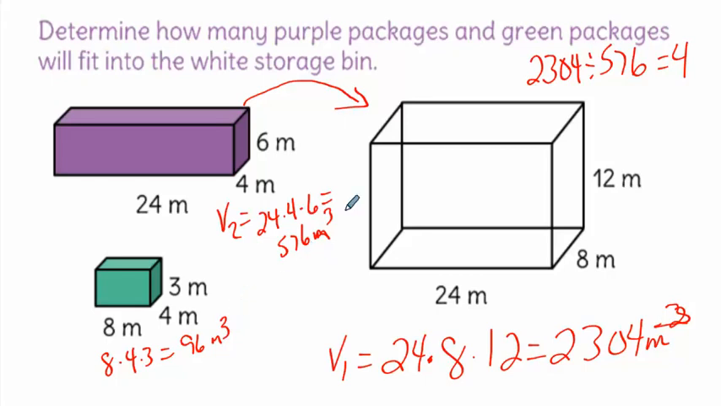So I'm going to do the same thing. So 2304 divided by the volume of this one, divided by 96. 2304 divided by 96. That's going to come out to be 24. So 24 of those would fit in there.